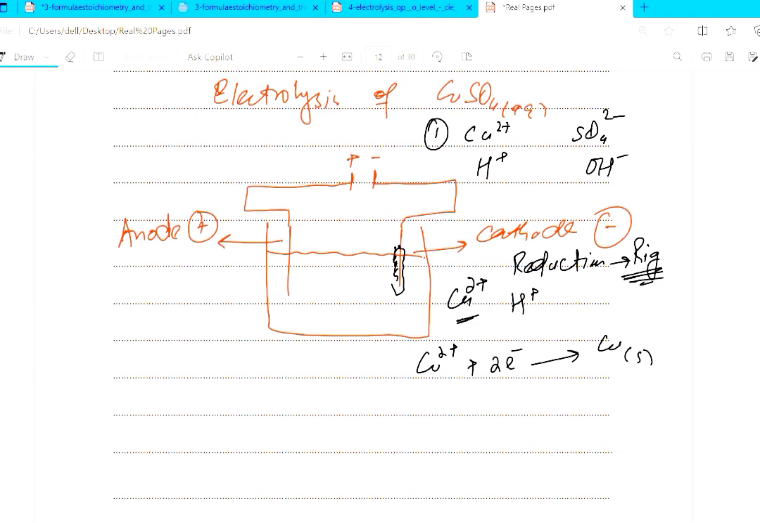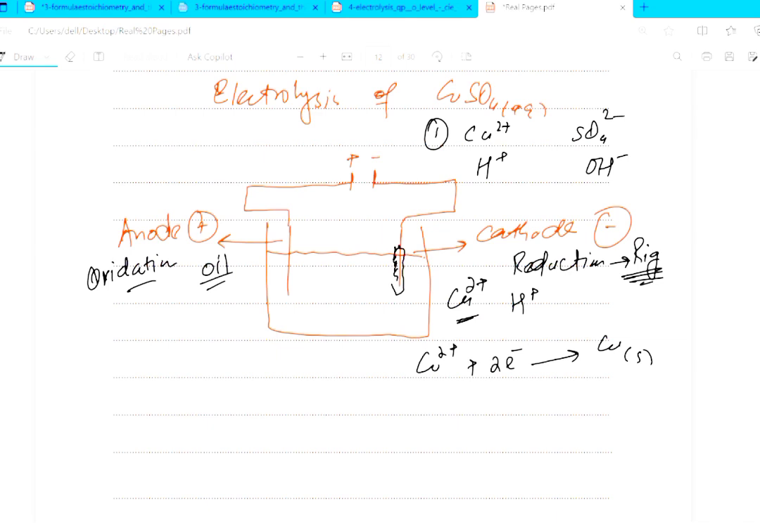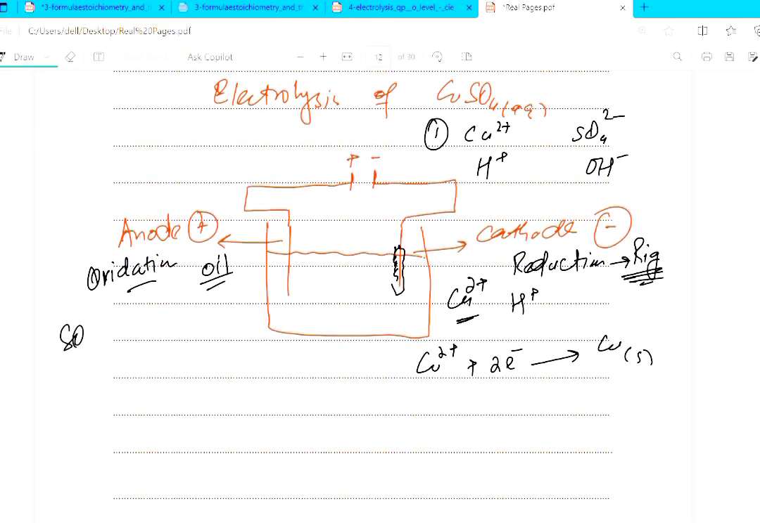Okay, reddish brown, you can say it has a color. Next, on the anode, what happens? Oxidation. Oxidation is IL; you can say that oxidation is the loss of electrons. Oxidation is loss. So anions will move over here. Which are the anions?